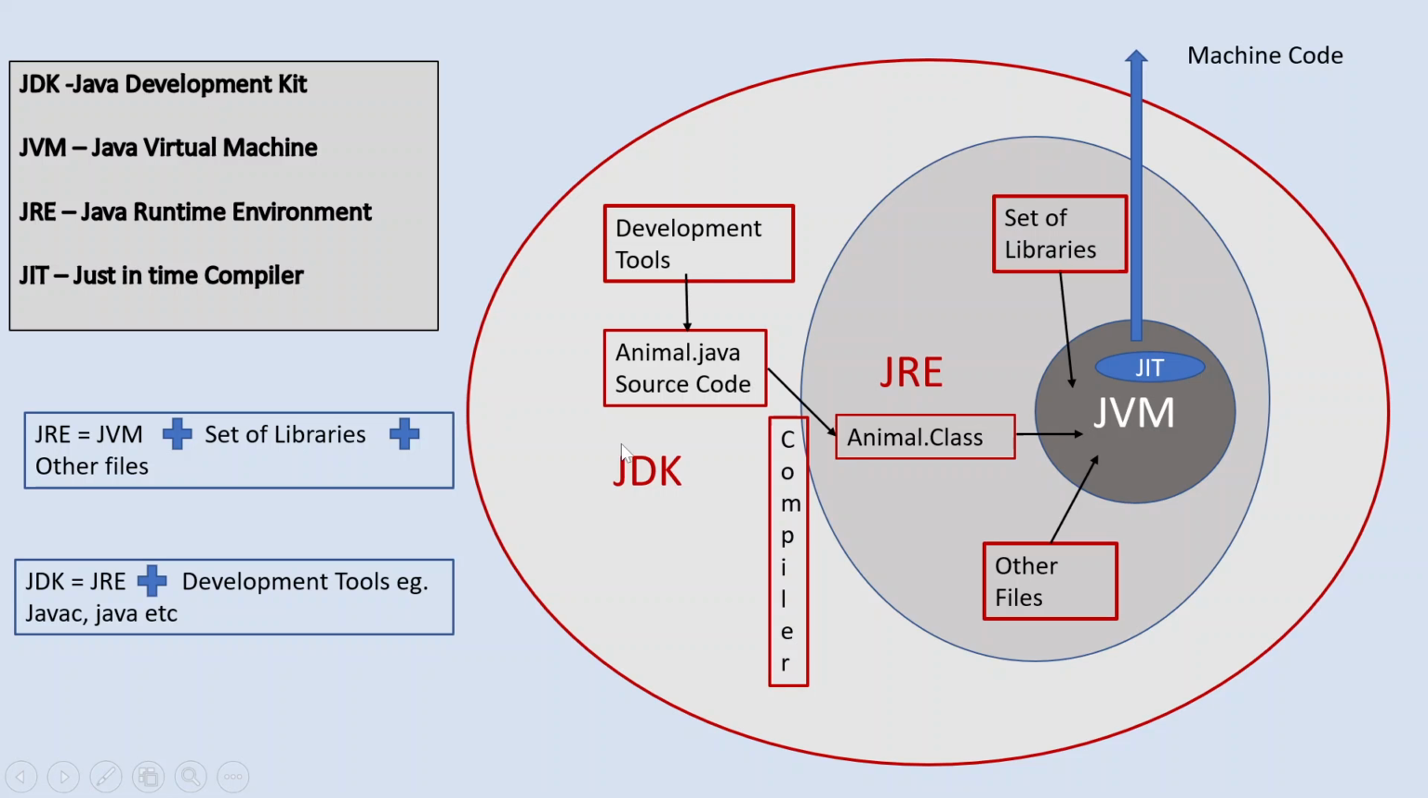Clear? So here we see JRE contains the JVM plus a set of libraries plus other files. So JRE is JVM, a set of libraries and other files, and JDK is what? JDK is JRE plus development tools plus the compiler, that is javac. Clear?